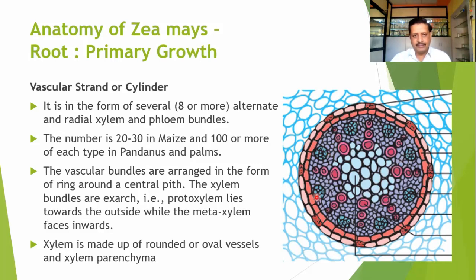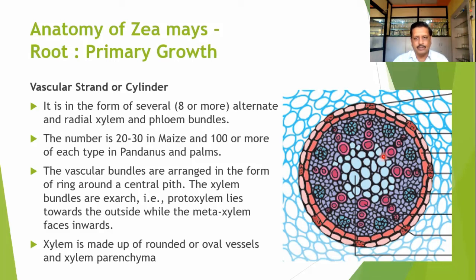The vascular bundles are arranged in the form of a ring around the central pith. Here you can observe the central pith made up of parenchymatous cells. And these xylem bundles are normally exarch in condition. Right? What is exarch condition? Where the protoxylem elements are towards the periphery.